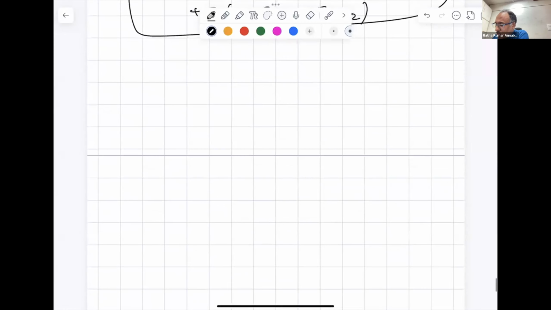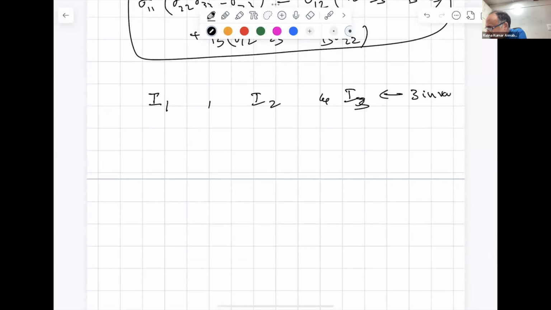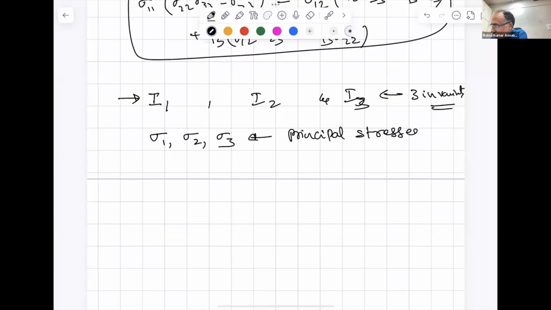That will be invariant. So for a second order tensor, for a 3 by 3 matrix, you have I1, I2, and I3. There are 3 invariants. They do not change. Either these 3 can be your invariants, or you can also have sigma 1, sigma 2, sigma 3, the principal stresses, which are also invariants.